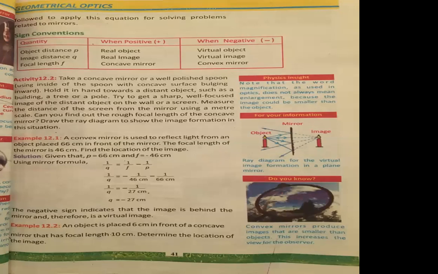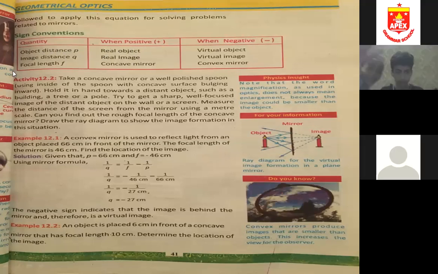If we are using a concave mirror, the object distance P will be positive, Q will be positive, and the focal length will be positive. But if we are using a convex mirror, our focal length will be negative.